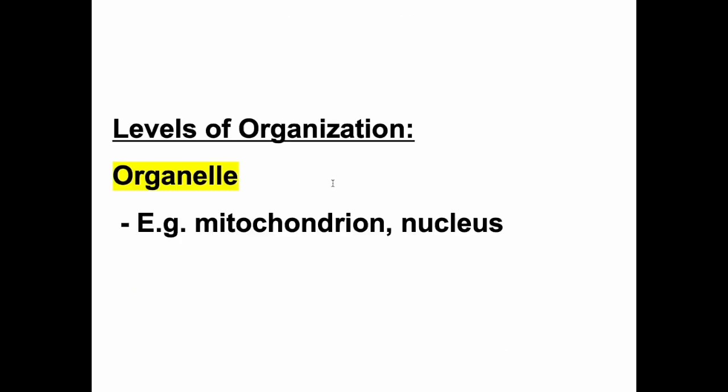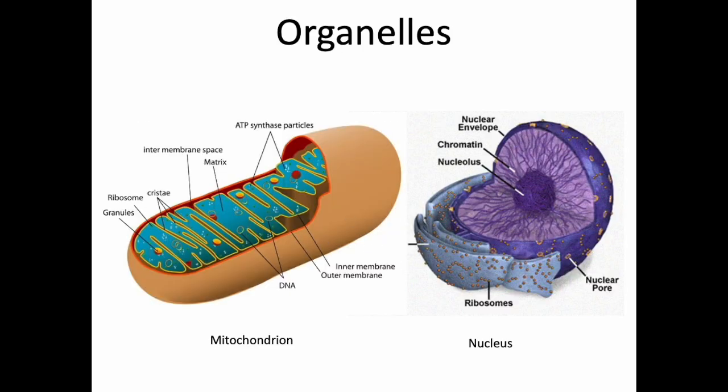So our next level of organization. Organelle, our formal definition: a small structure that exists within cells and carries out cellular functions. Again, these do things for the cells, but they are not themselves cells. They're smaller. And yeah, mitochondria and nucleus, two fantastic examples of very important organelles.